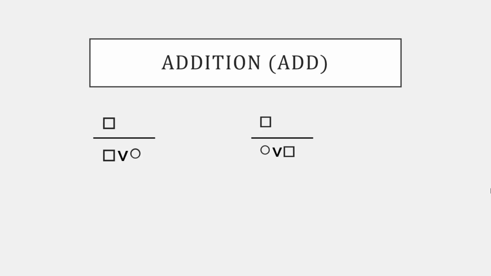Why does that make sense? Because having the truth of one of the disjuncts guarantees that the whole disjunction is true. If I know box is true, then I know box or anything is still going to be true. Right?